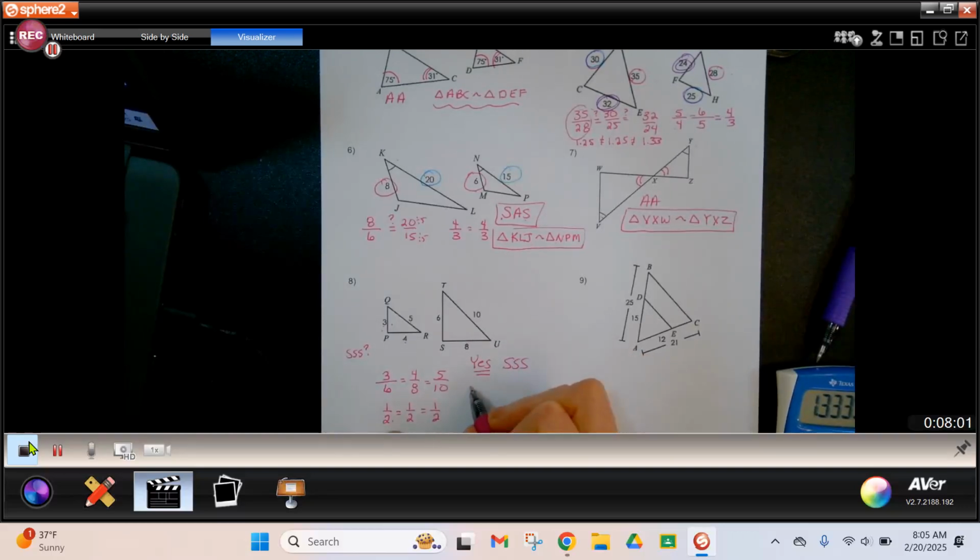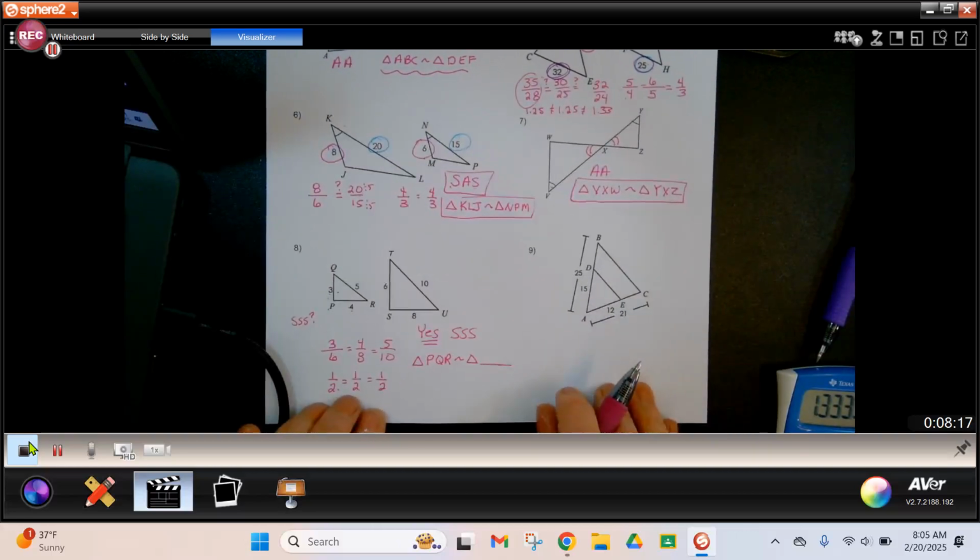And then we can write our similarity statement. Triangle PQR is similar to, now you go ahead and write what that's similar to. PQR is similar to what triangle? And you go ahead and write your 3 letters there.